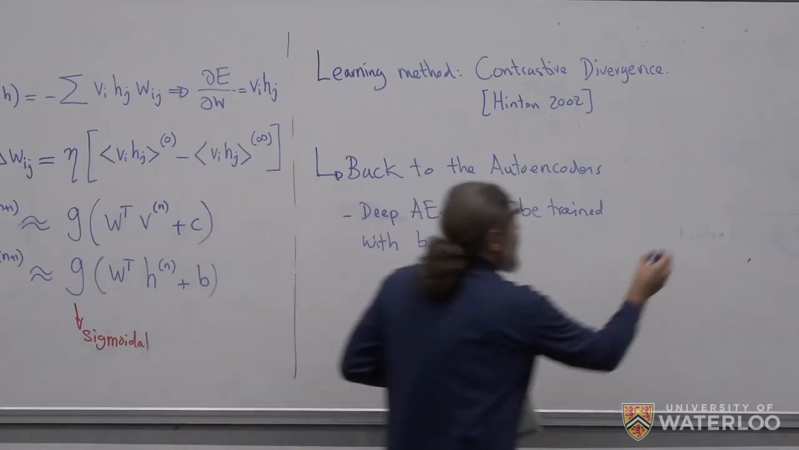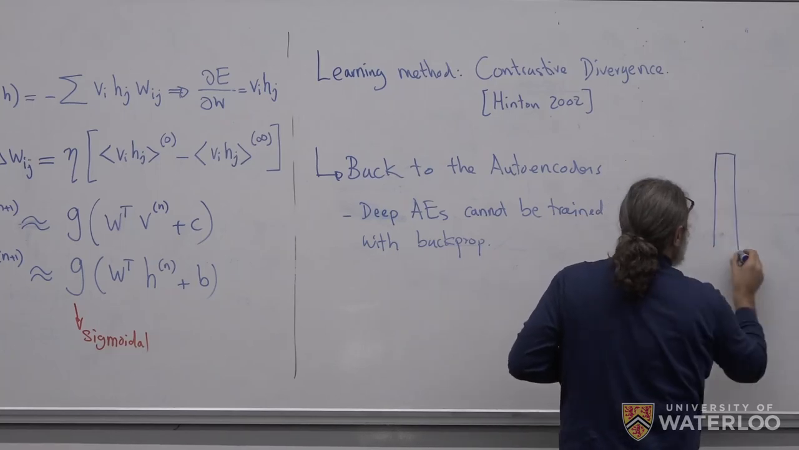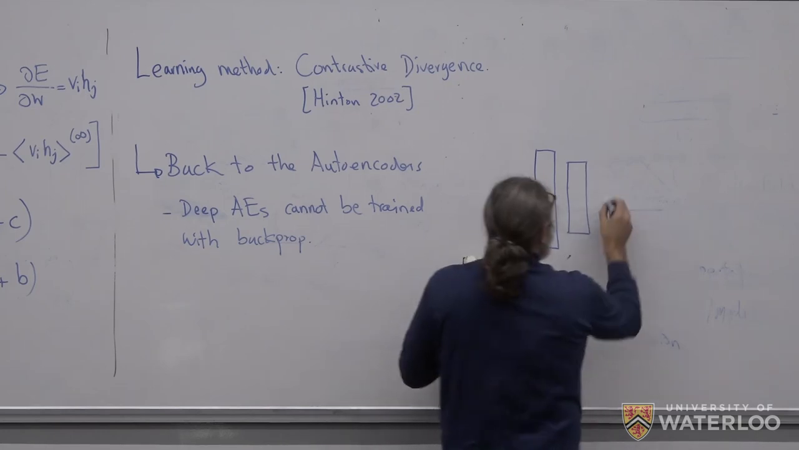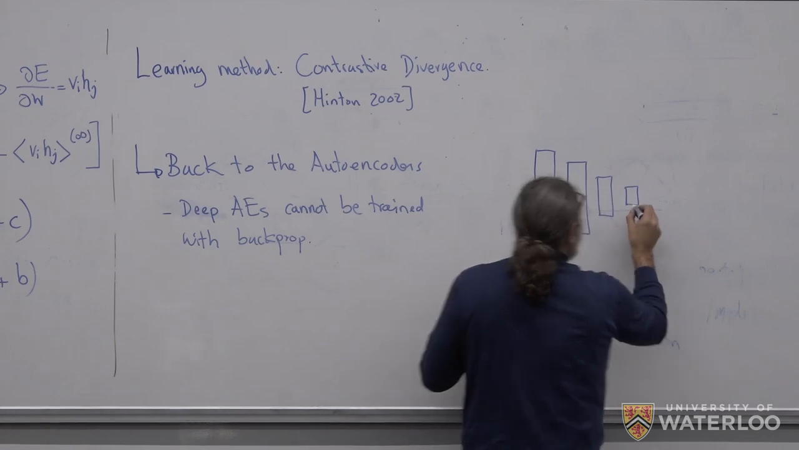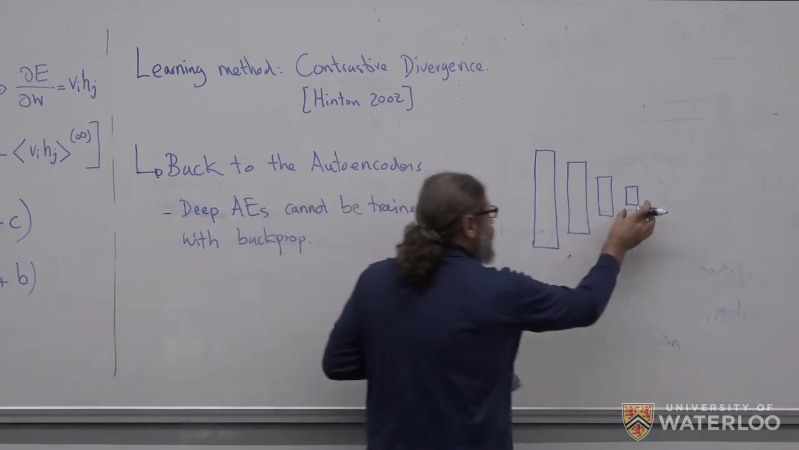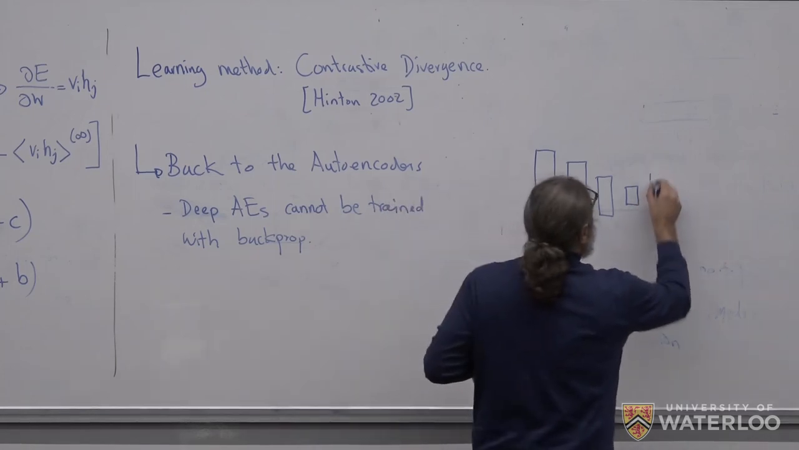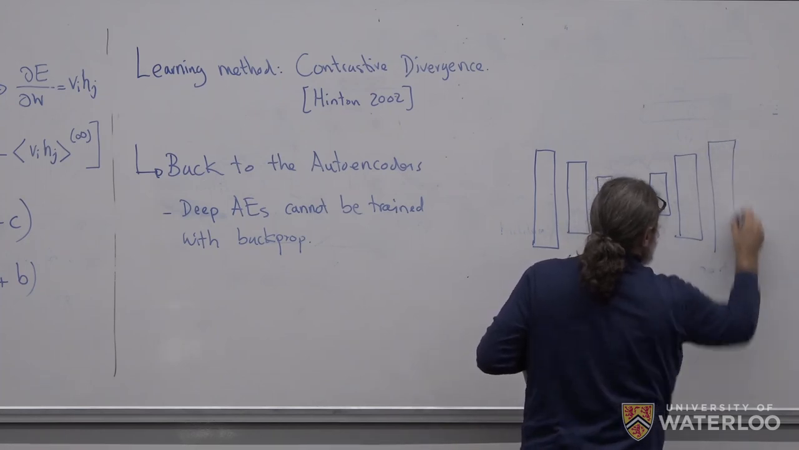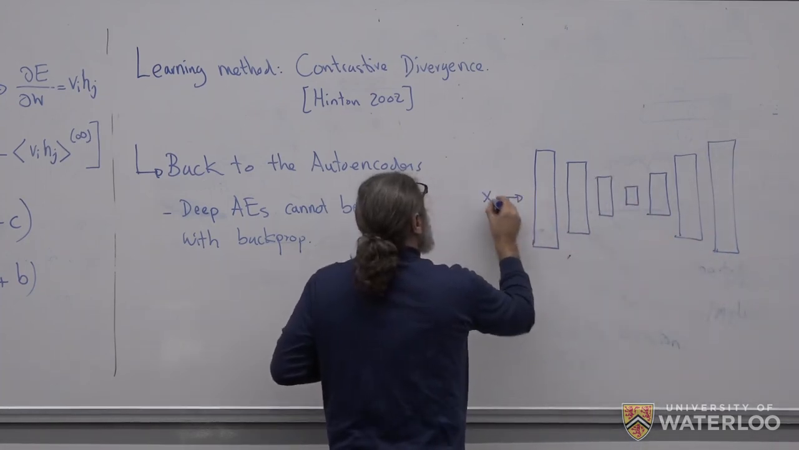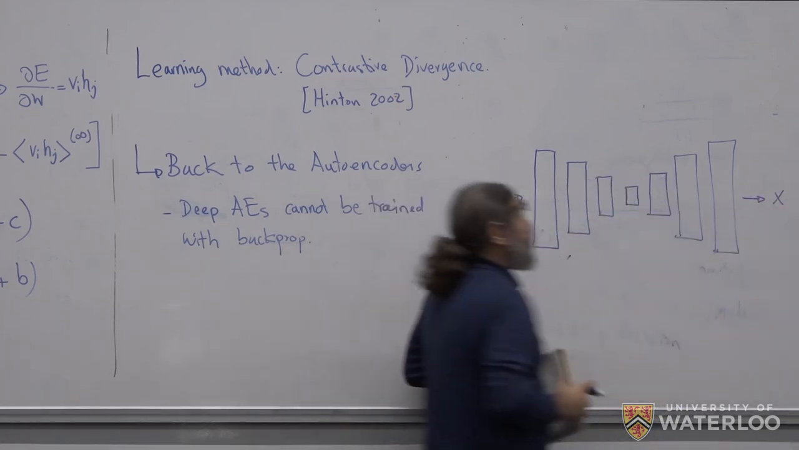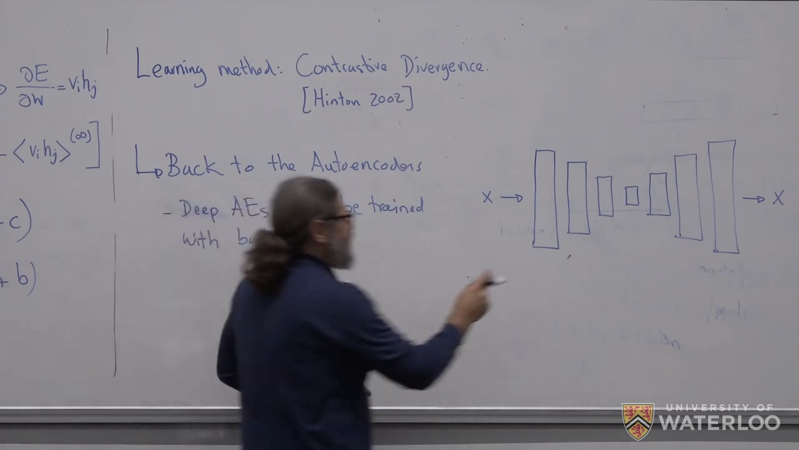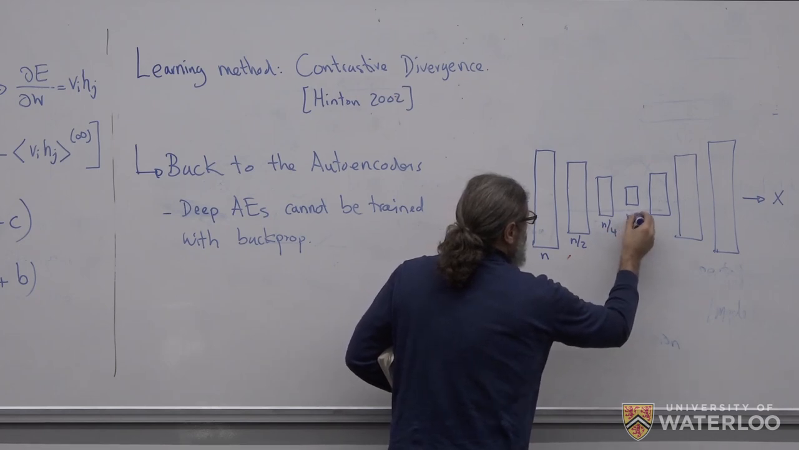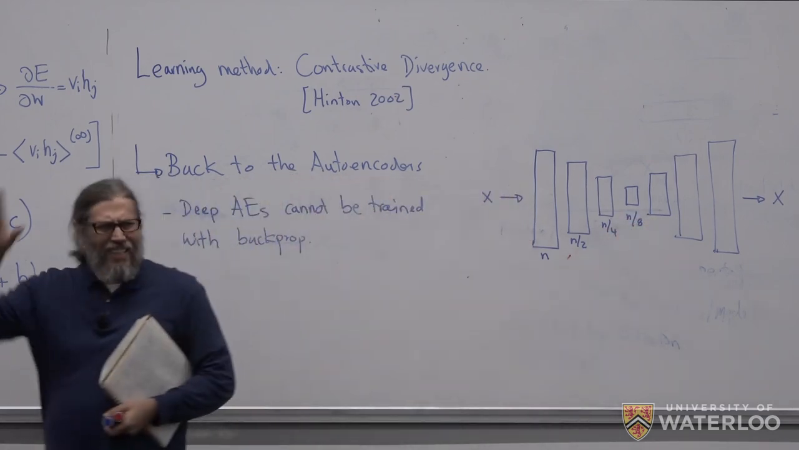So, okay. Let's draw a simple but still challenging autoencoder. So I start with this, and so I get to this. So with three layers, I get to the smallest layer. And then I will build it back up. So we said x will go in, and x should come out. So this is n, this is half of n, this is a quarter of n, this is n over 8, whatever. So you can really compress the data.